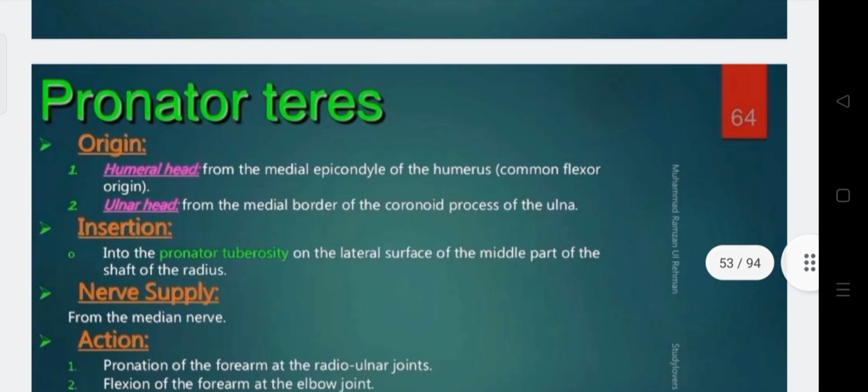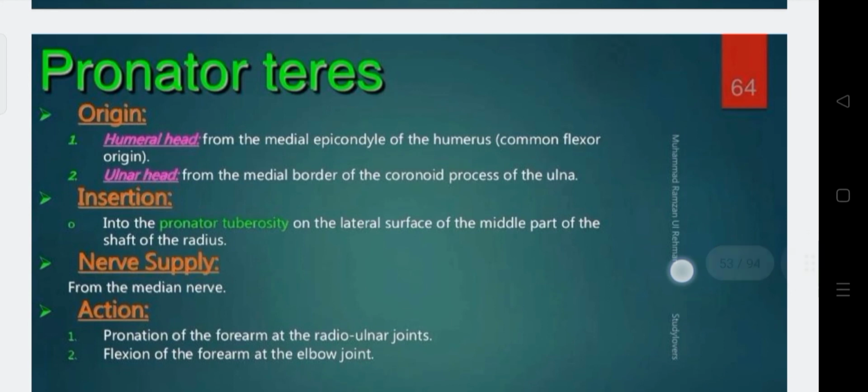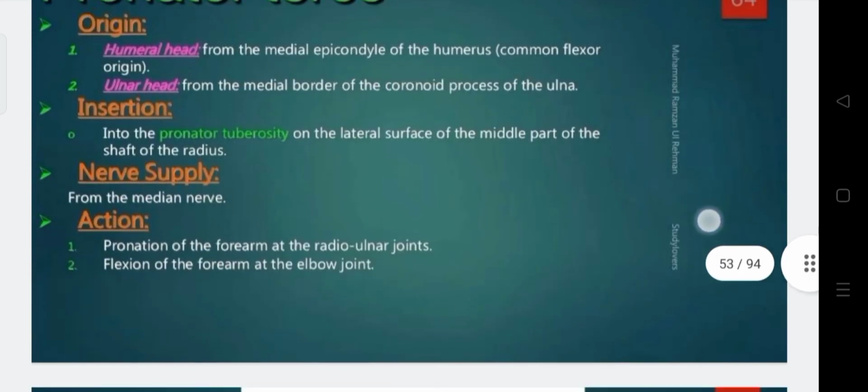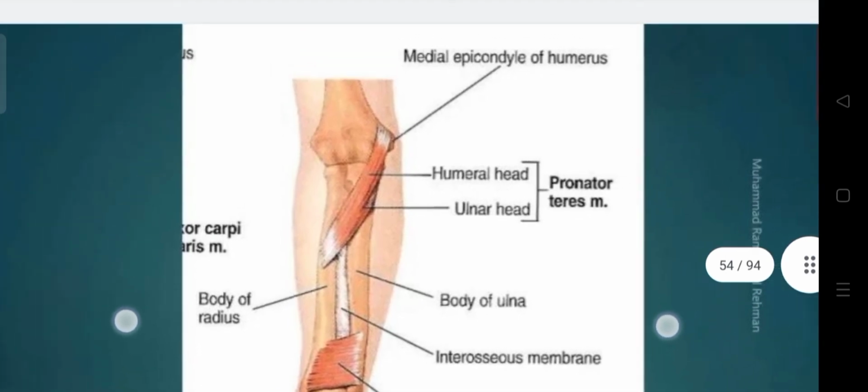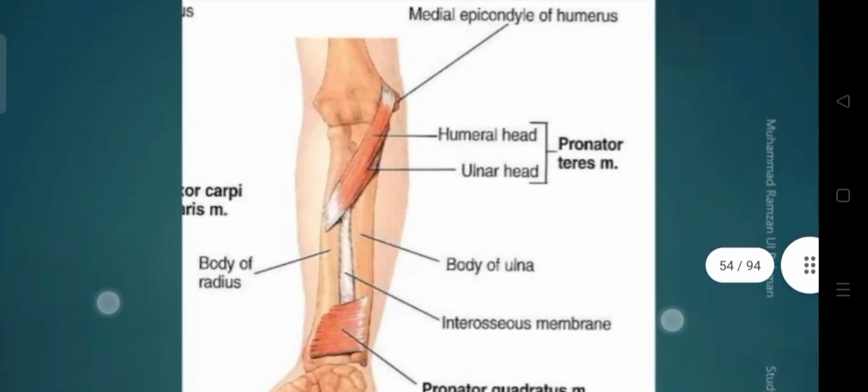So the first muscle here is the Pronator teres muscle. It originates from the medial epicondyle of the humerus. And the ulnar head arises from the medial border of the coronoid process of the ulna and is inserted into the pronator tuberosity on the lateral surface of the middle part of the shaft of the radius. It is supplied by the median nerve, and it causes pronation of the forearm at the radioulnar joint and flexion of the forearm at the elbow joint. So in the close-up view, you can see this is the muscle.